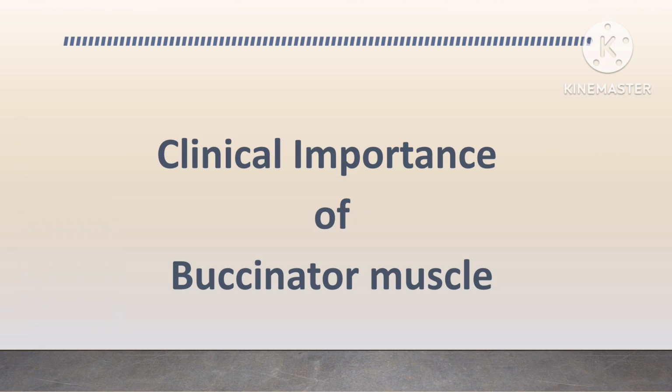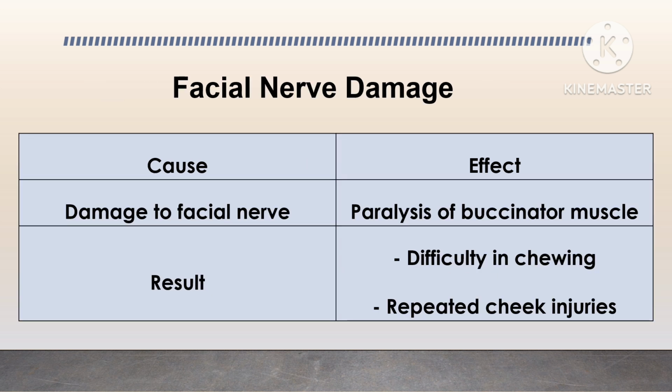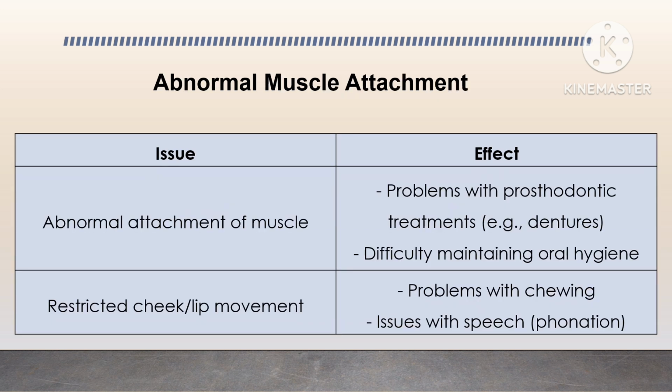Now, let's have a quick review of the clinical conditions involving the buccinator muscle. Buccinator hyperactivity can excessively compress the underlying hard tissues, resulting in narrow arches and malocclusion. Facial nerve damage can lead to buccinator paralysis and difficult mastication. Loss of buccinator function can cause repetitive cheek mucosal lacerations as well. And as previously mentioned, abnormal attachment of this muscle may interfere with proper prosthodontic management and oral hygiene maintenance.